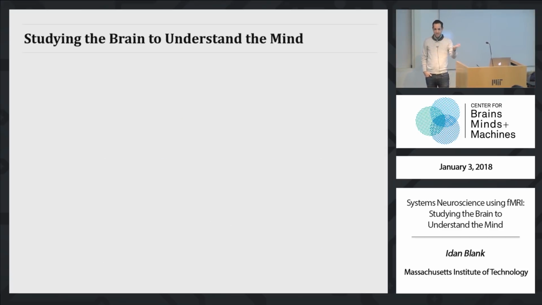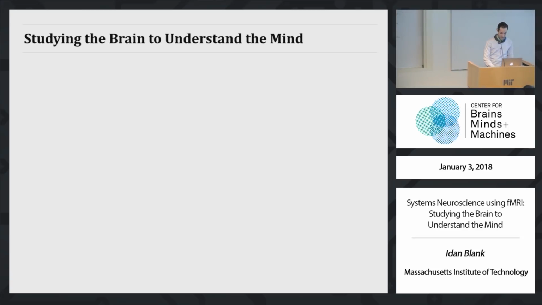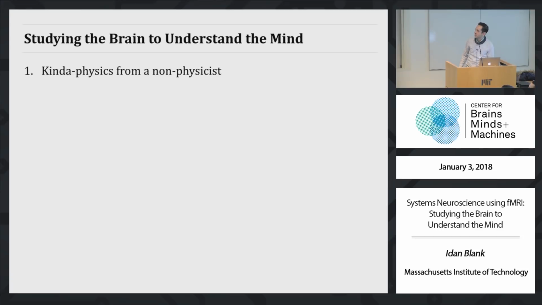So cognitive scientists study the mind, neuroscientists study the brain, and cognitive neuroscientists look at the brain in order to understand the mind. And that's what I do. And so today, there are several things on the agenda. The first is I want to explain to you how the MRI machine works, because I think it's beautiful. And it involves a little bit of physics. So you're going to have kind of physics from someone who is a non-physicist.